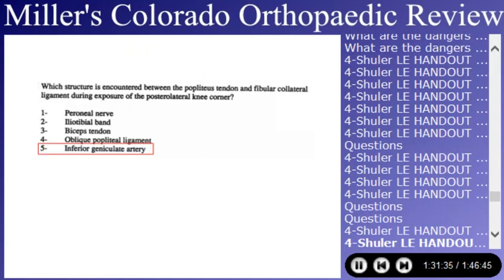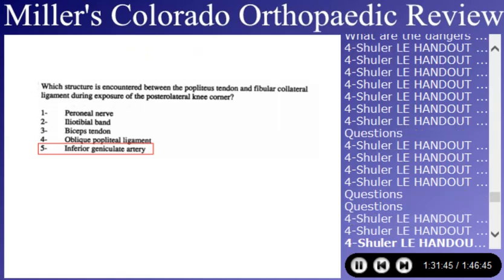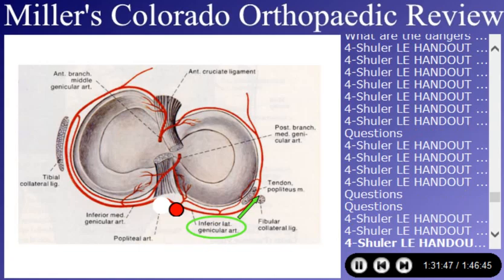Which structure is encountered between the popliteus tendon and fibular collateral ligament during exposure to the posterior lateral corner of the knee? Inferior geniculate artery, and I'll have a cross section here showing that. Right here, lateral corner of the knee, the inferior lateral genicular artery goes between the fibular collateral ligament and popliteus. Don't forget popliteus is intra-articular.